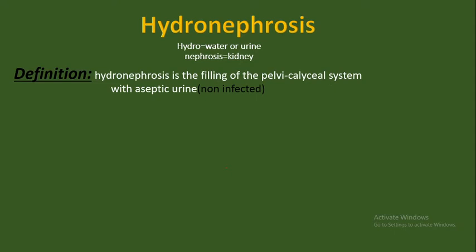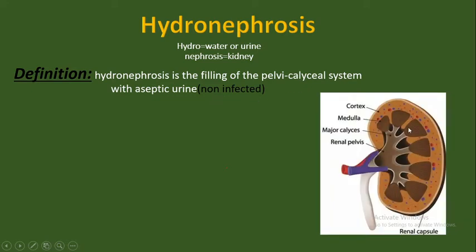So what's the definition of hydronephrosis? Hydronephrosis is the filling of the pelvic calyceal system with aseptic urine, non-infected urine. Please be careful, non-infected urine, because if it's infected, we are talking about another disease called pyelonephritis. And our topic today is hydronephrosis, so non-infected urine.